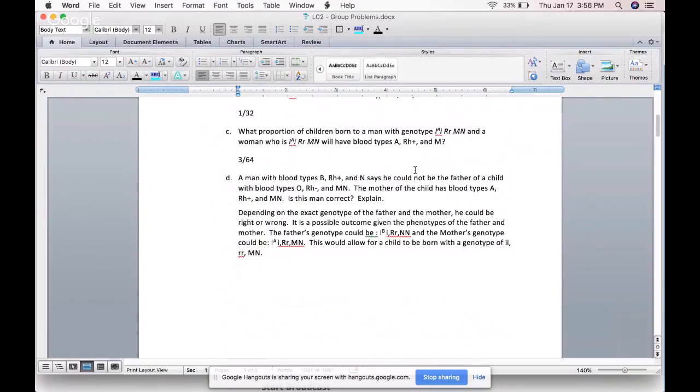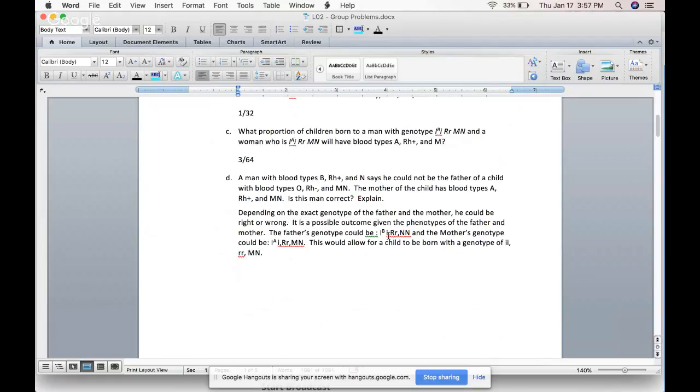For D, it says a man with blood types B, Rh positive, and N says he cannot be the father of a child with blood types O, Rh negative, and MN. The mother of the child has blood types A, Rh, and MN. Is this man correct? No, he's not. It's not impossible, but that kind of depends on his and his wife's genotypes. What I said is depending on the exact genotype of the father and the mother, he could be right or wrong. It is a possible outcome given the phenotypes of the father and the mother.